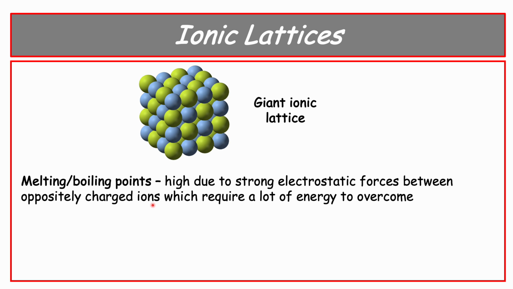So that's why it's really key to learn that definition, because we're using it to explain the properties of these compounds. Ionic compounds have a high melting and boiling point because there are strong electrostatic forces of attraction between oppositely charged ions, so my positive ions and my negative ions, which require a lot of energy to break or overcome. So that is your textbook answer when you are asked to explain the melting and boiling point of ionic compounds.